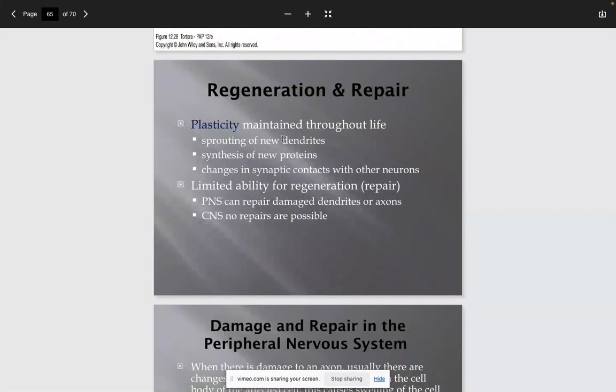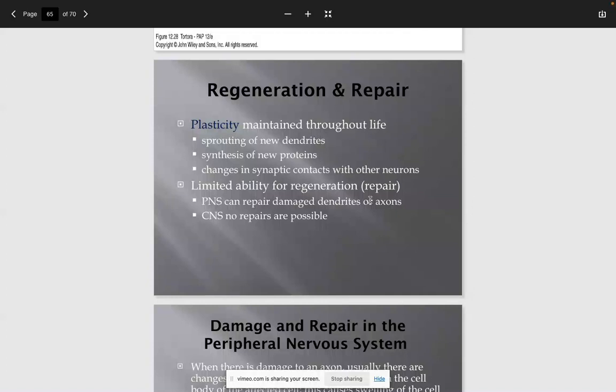Plasticity, this is important for regeneration and repair, right? So if the brain becomes injured, we have a way to repair it in some circumstances. But anyways, plasticity is maintained throughout life. This is how our brain begins to form these neural circuits and rewire itself.